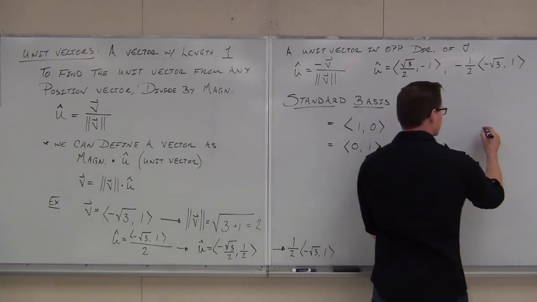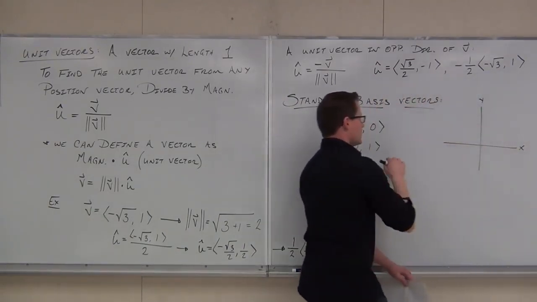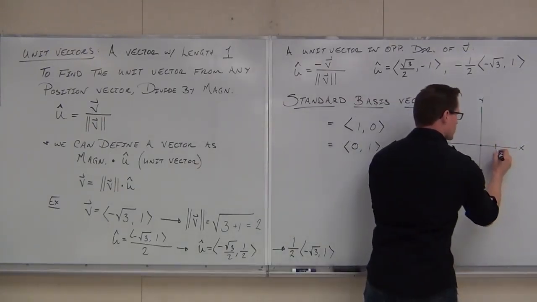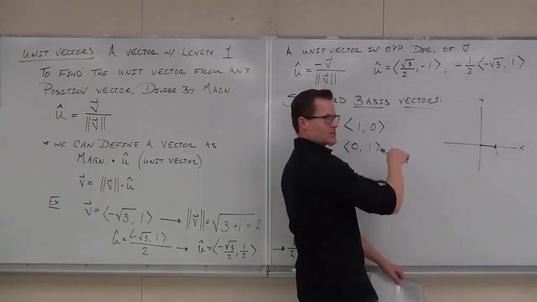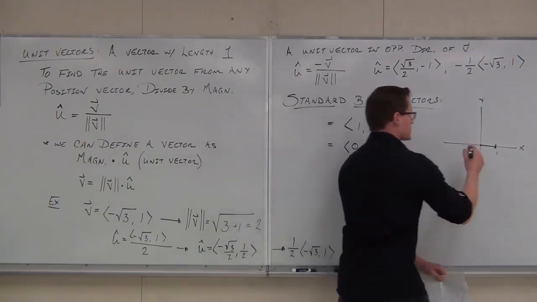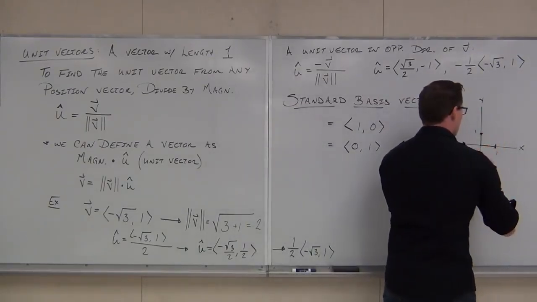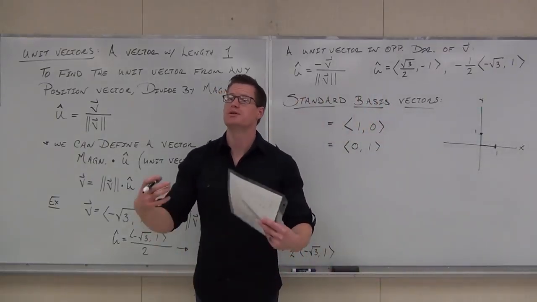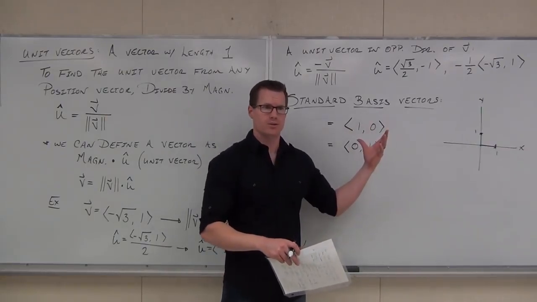If I were to draw these, this vector goes from the origin to 1, 0. It is that vector. This vector is the one that goes from the origin to 0, 1. It's that vector. Head nod if you're with me or not. That's what position vectors do. That's literally what these things stand for. Are you guys okay with this one?